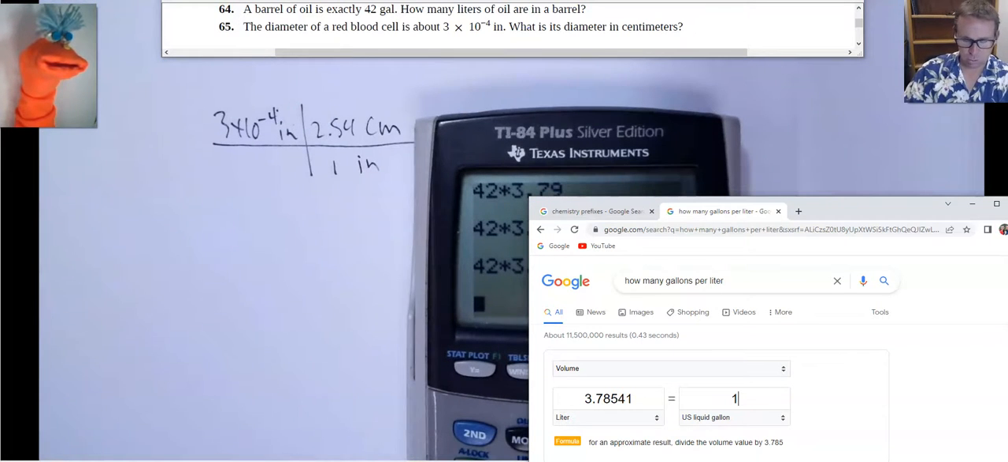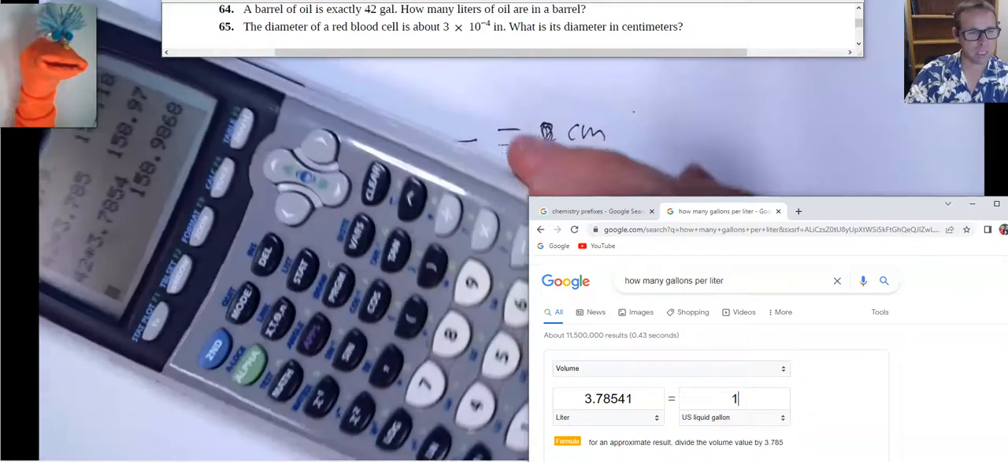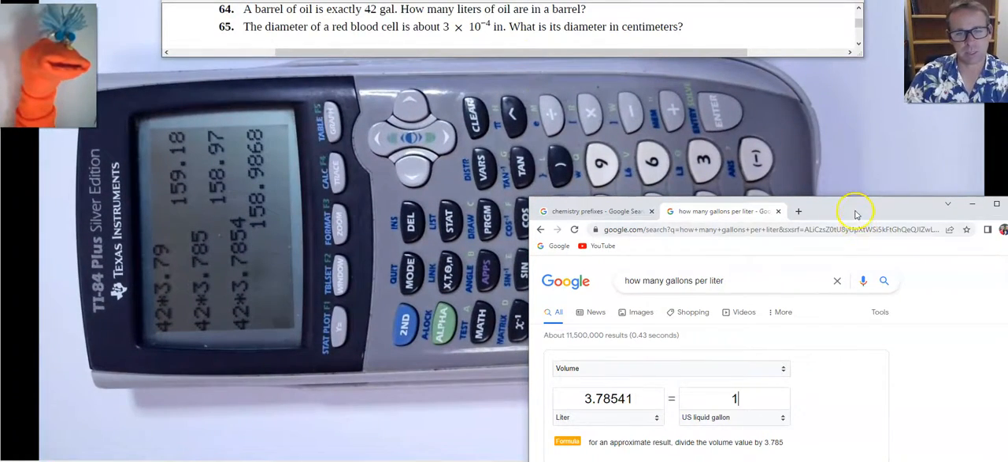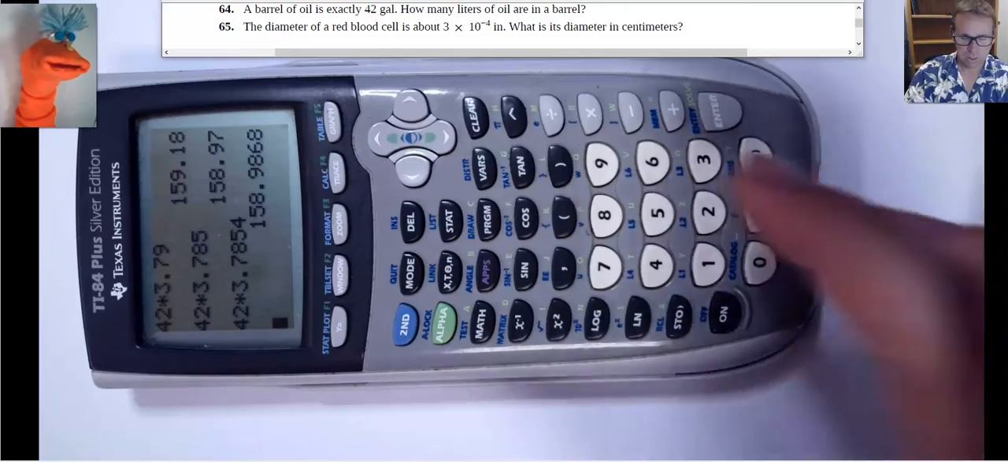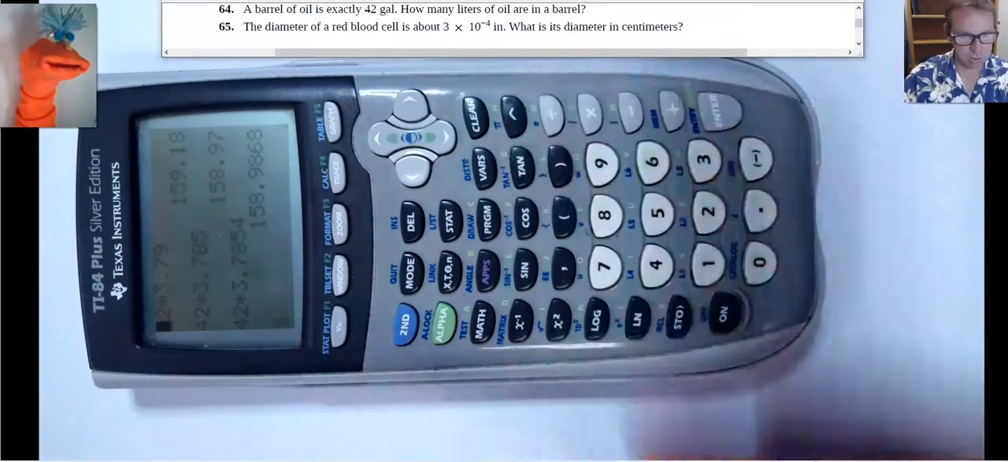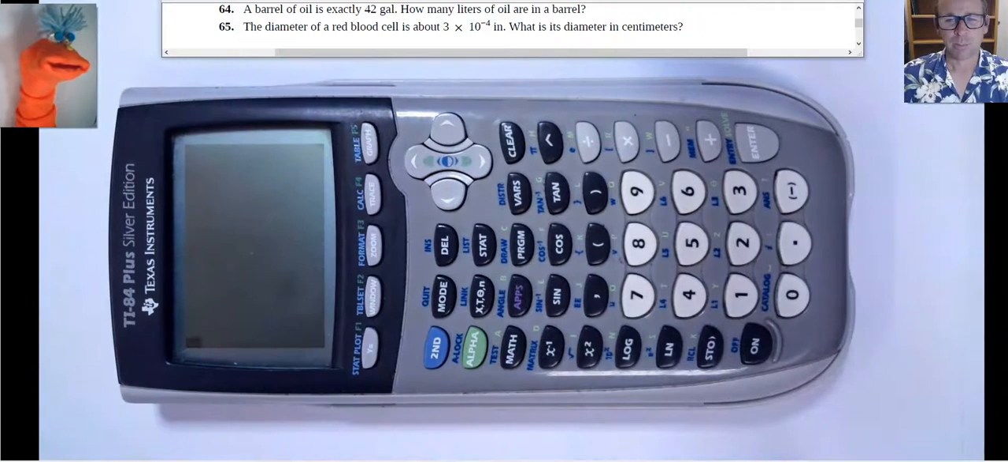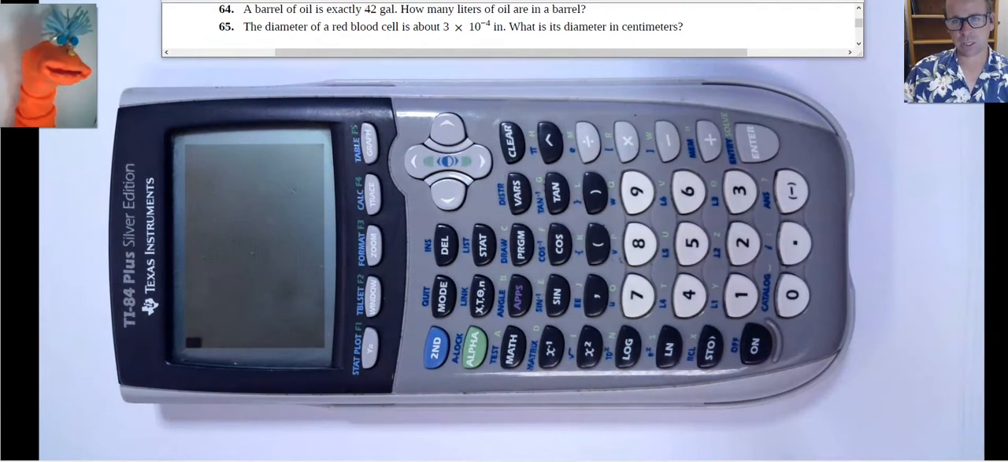Now here's how I write 3 times 10 to the minus 4 into my calculator. I'm going to turn it sideways so you can see the buttons as I do it. This is important, that you write this into your calculator the right way. If you don't have this kind of calculator, make sure you look on YouTube and find out how to write scientific notation in your calculator the right way. Okay?